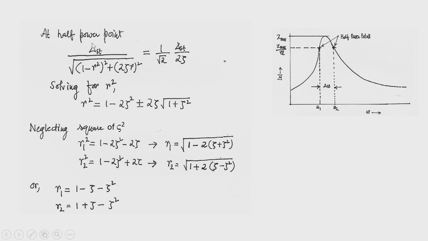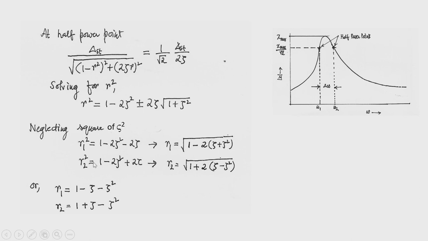Now, it is shown that at the half power point, delta st divided by root over (1 minus r square) whole square plus (2 xi r) square is equal to 1 by root 2 times delta st divided by 2 xi. So, from this equation, if we solve for r square, we get r square equal to 1 minus 2 xi square plus or minus 2 xi root over 1 minus xi square. Neglecting the square of xi square, we ultimately get the two frequency ratios, lower and upper. The lower is r 1 square equal to 1 minus 2 xi square minus 2 xi, from where we get r 1 equal to root over 1 minus 2 xi plus xi square.